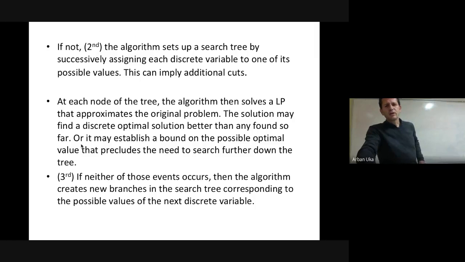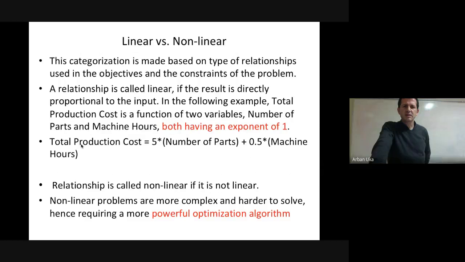At each node where we define a new cut, the algorithm solves a linear program that approximates the original problem. The solution may find a discrete optimal solution better than any found up to that point, or it can provide an upper or lower boundary for the problem, based on what we are trying to optimize. If neither of these events occurs, then the algorithm will create new branches in the search tree that correspond to the possible values of the next discrete variable.